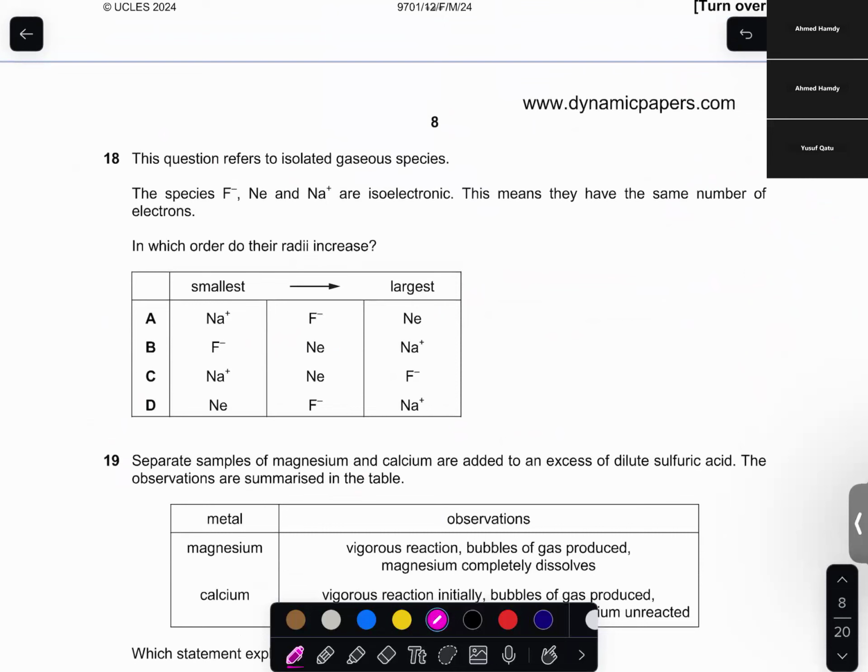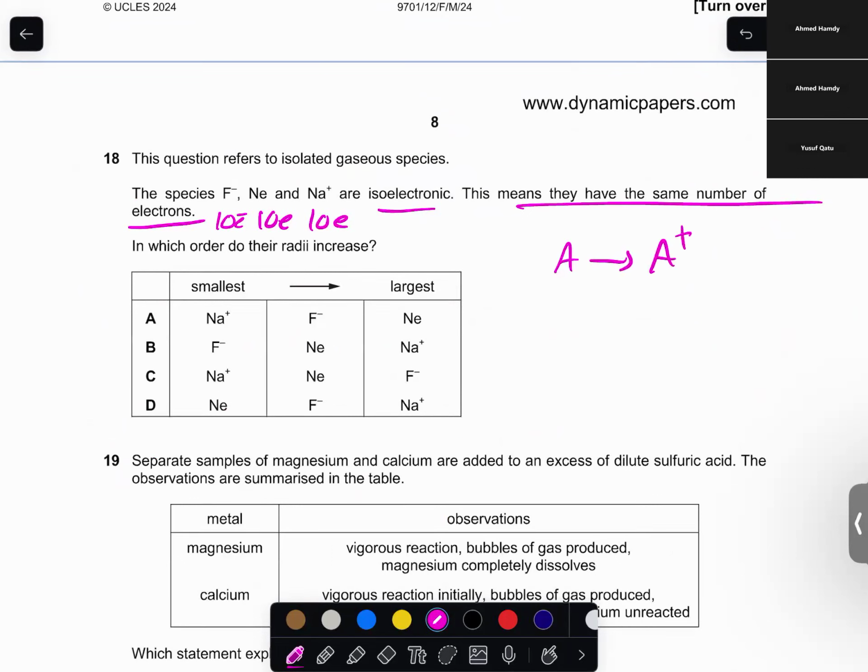This equation refers to the isolated gaseous species. The species F negative, Ne, and Na plus are isoelectronic. This means that they have the same number of electrons. So F negative has 10 electrons, Ne has 10 electrons, Na plus has 10 electrons. In which order do their radii increase? When the atom becomes a positive ion, its radius decreases. When the atom becomes a negative ion, its radius increases, and when the atom stays as an atom, its radius stays the same.